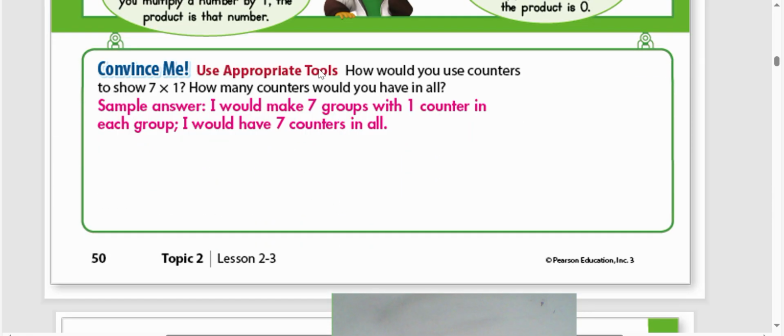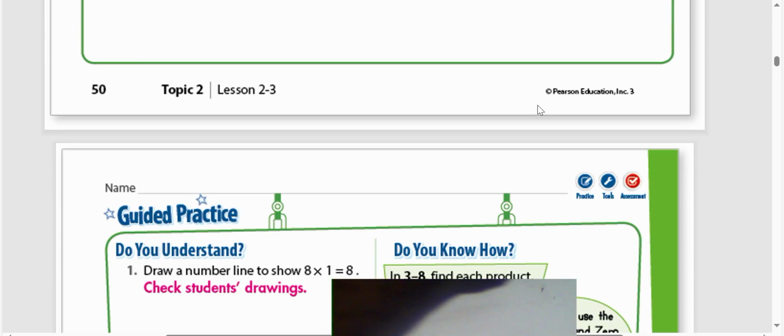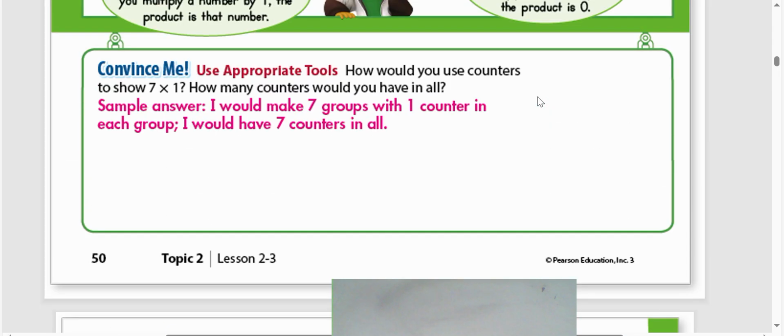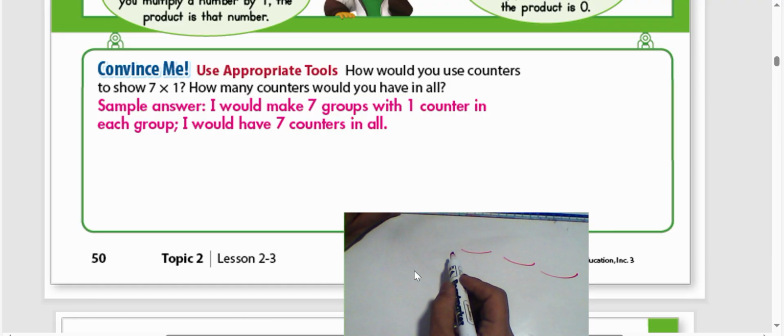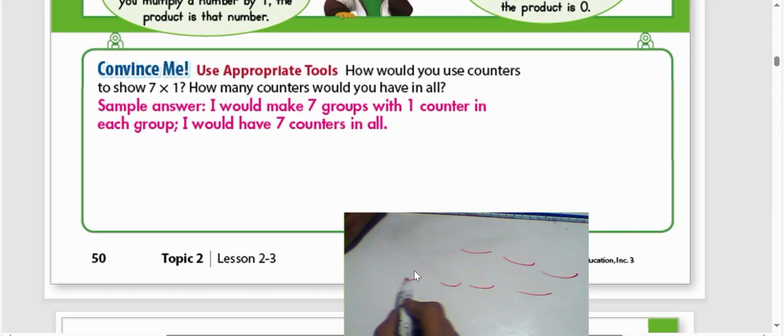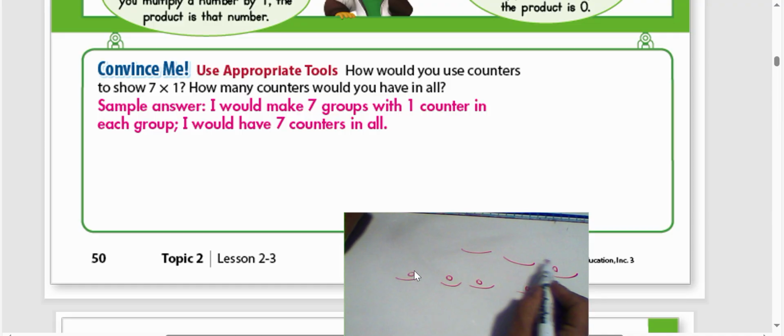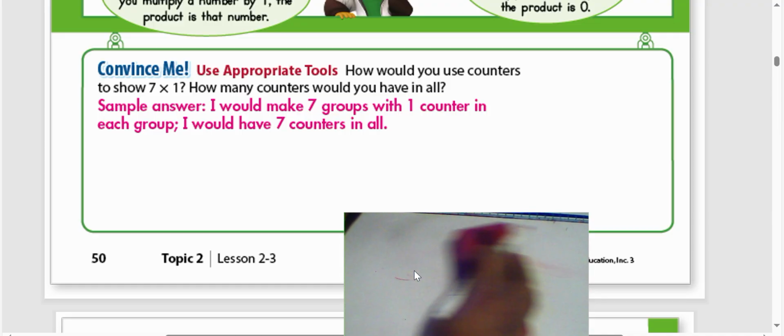Use the counters. How would you use counters to show 7 times 1, or how many counters would you have? Simple answer, I would make 7 groups with 1 counter each one. I would have 7 counters, or the total will be 7. You can draw 7 counters and each one contains 1. The total will be 7. Like this, you can draw 1, 2, 3, 4, 5, 6, 7, and here each one contains 1, and the total number will be 7.